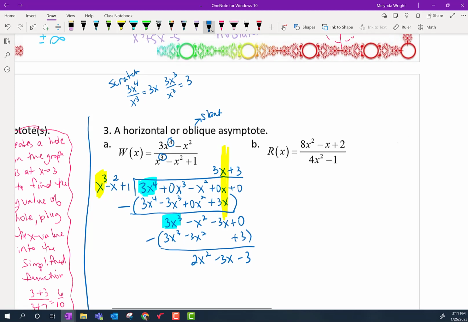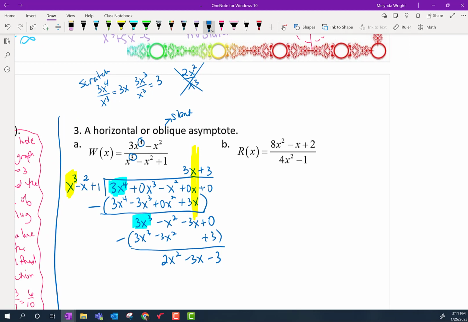Now, I want to see if I can keep dividing. I've got 2x squared divided by x cubed. That doesn't come out evenly. I'm done dividing. It would be the same as if I were to take 3 divided into 248. 3 goes into 24 8 times. 8 times 3 is 24, right? We subtract. 3 goes into 6 2 times. 3 times 2 is 6. Subtract, bring this down. 3 goes into 8 2 times.